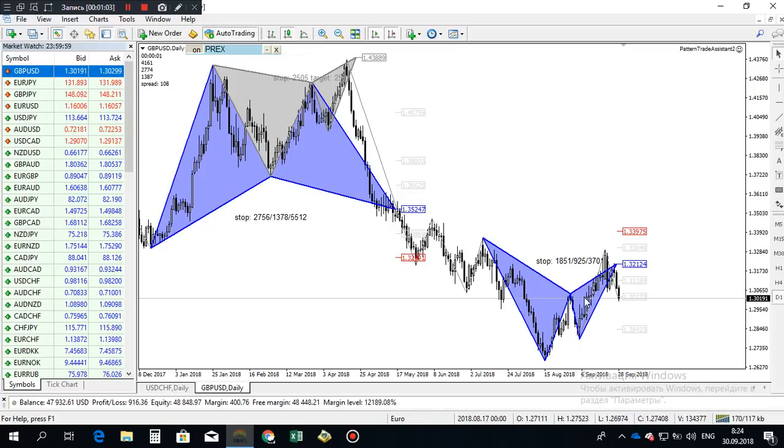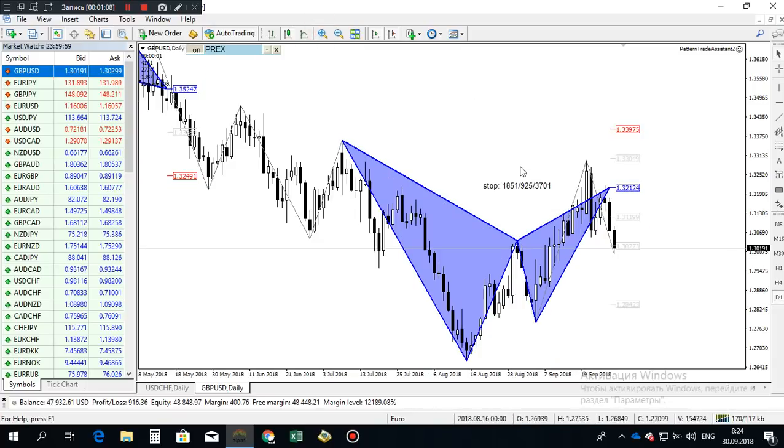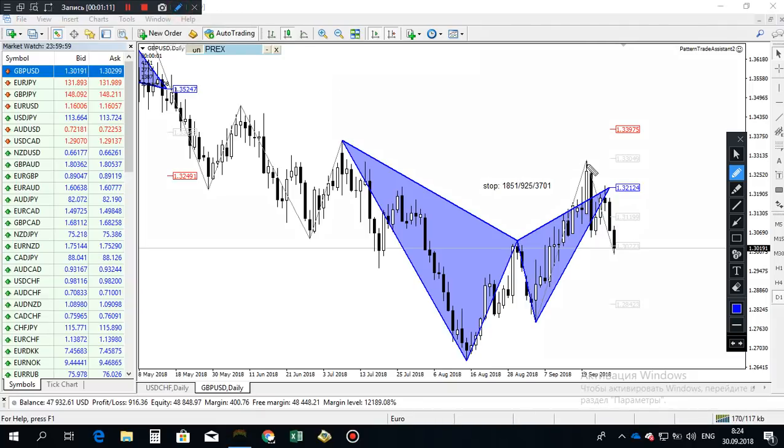Okay, so we have a unified Gartley, and it already went to hit the first target. Let me first explain what these levels mean. Initially, you enter here, you place your initial stop loss here, and you place your initial targets here, target 1, target 2. It is supposed that when target 1 is hit, you close at least half of your position, and when target 2 is hit, you close the rest. But your trade management is actually up to your discretion.